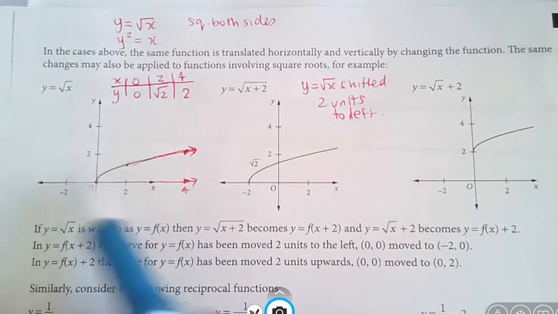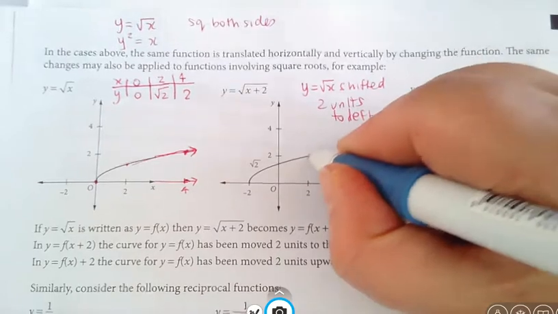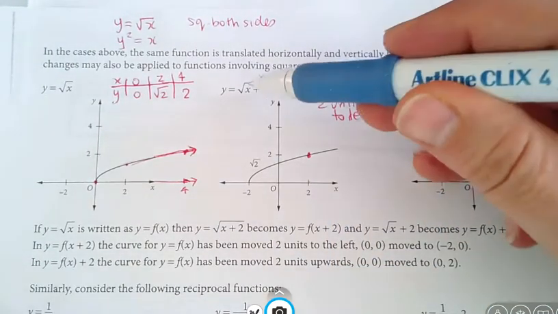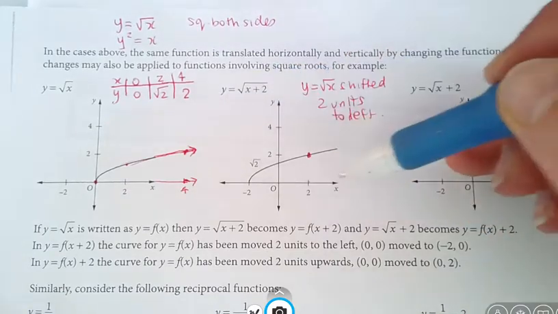So that moves 2 units. That means that the point when x is 2, you get 2. So that's a nice point. When x is 2, square root of 4 is 2.